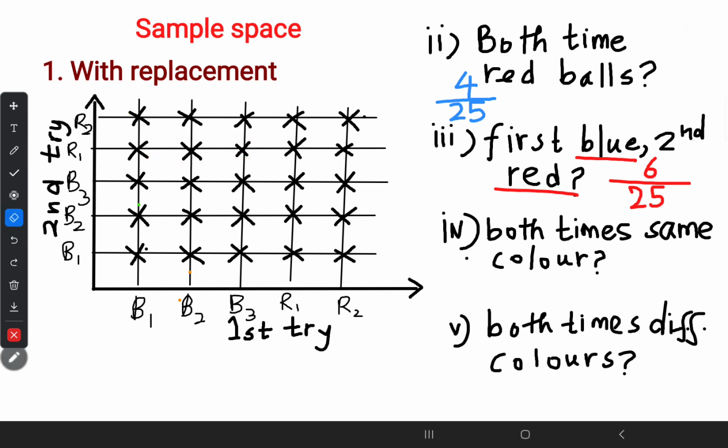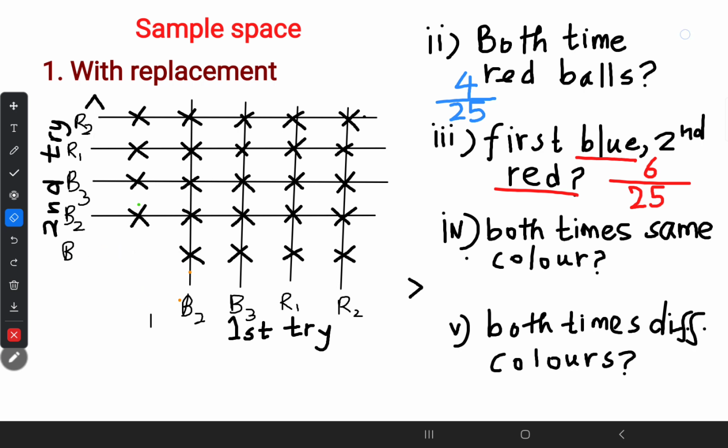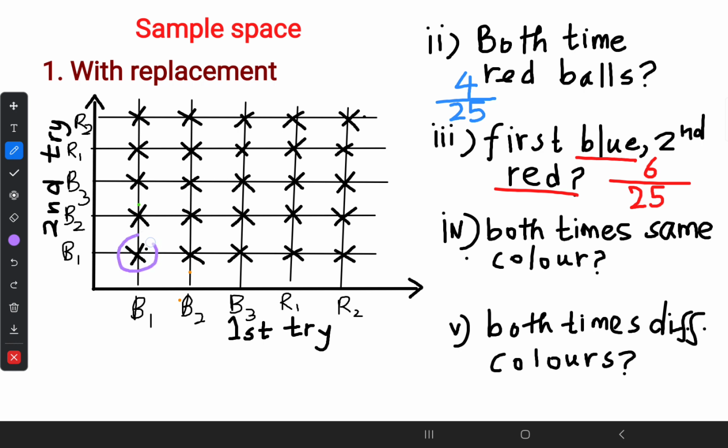The fourth one, both times same color. Both times same color means here both are blue. Both are blue. Both are the same color. Here also both are blue. Both are blue. Here first blue, second red. We don't want this. Blue, red. We don't want. Blue, blue. We want this. And here blue, red, blue, red. Both are different in color.